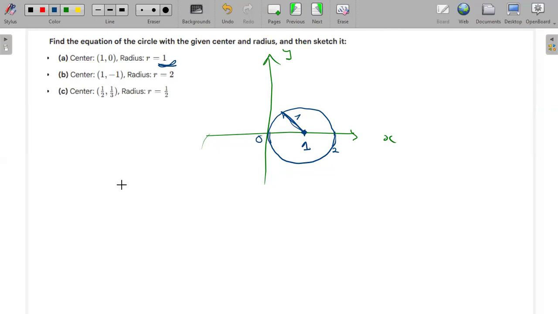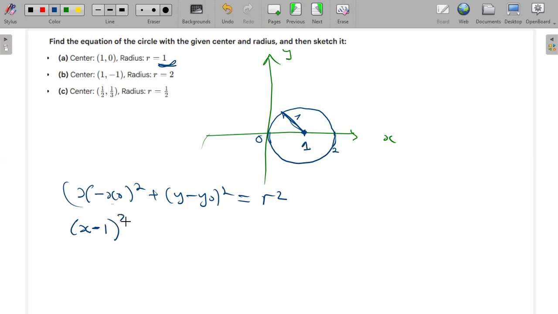And then to find the equation, remember the general form for the circle: x minus x naught squared plus y minus y naught squared is equal to the radius squared. So you just replace. What's my x naught? Your x naught is 1, so you put 1 there and say x minus 1, such that when you equate x minus 1 to 0, it gives you 1, which is that point there.